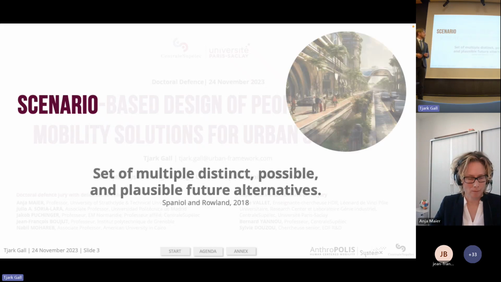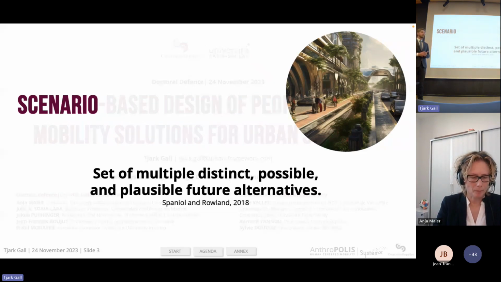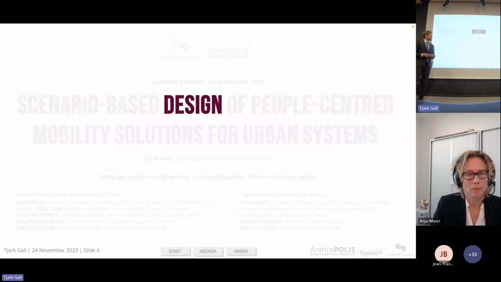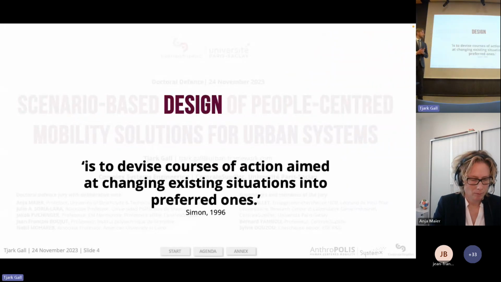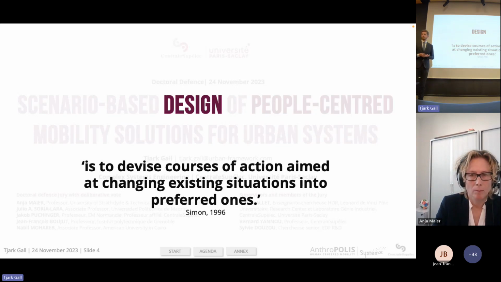The first one is scenario, and scenarios we understand here as a set of multiple distinct possible and plausible future alternatives. You see an example from one of our application cases on the upper right. So when we talk about scenarios, we talk about future scenarios. Then the next one is design. Design, we are using the definition of Herbert Simon, is the process where we devise courses of action aimed at changing existing situations into preferred ones.